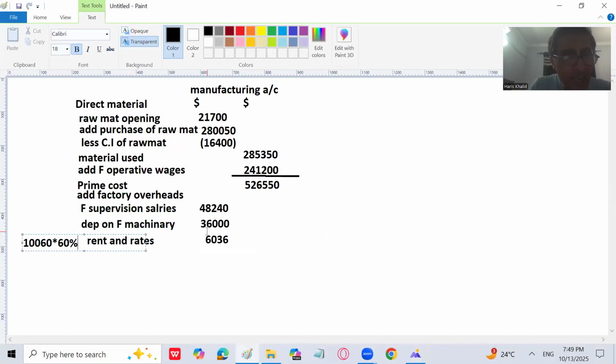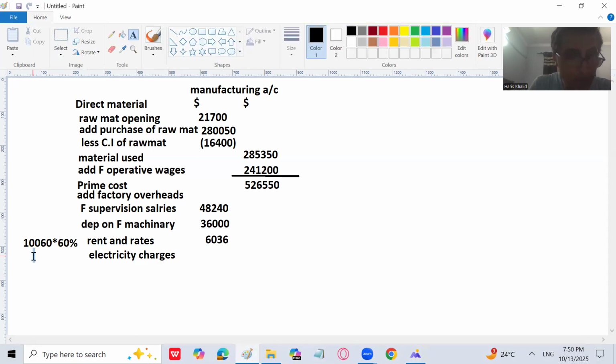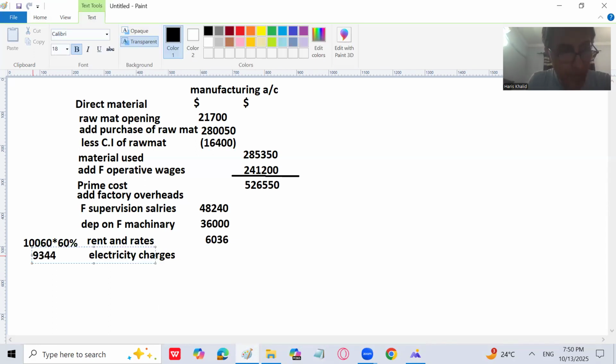Next, electricity charges, 9,344. They need to be distributed also. Here it is written that electricity charges are to be split in the ratio 5:3 between the factory and the office. So 5 plus 3 is 8. So 9,344 into 5/8 will go to the factory. Let me calculate 9,344 into 5 divided by 8. So the answer is 5,840.